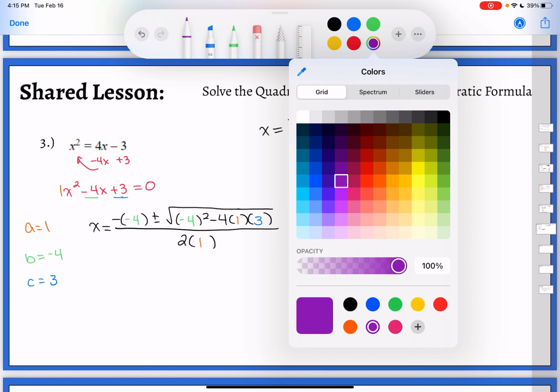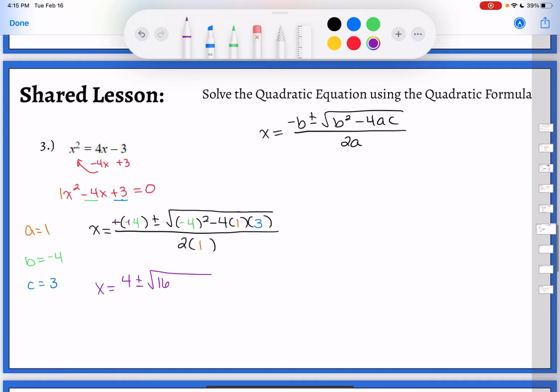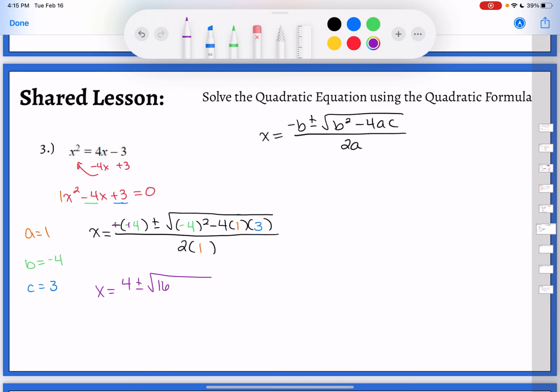Okay, watch those negatives on this one. Two negatives make a positive, so we start with x equals positive 4 plus or minus square root of, let's see, negative 4 squared is positive 16. Negative 4 times 1 times 3 gives me negative 12. There's only one negative sign on this one, not two, so make sure that stays as a negative in there. And the whole thing is divided by 2 times 1, which is 2.